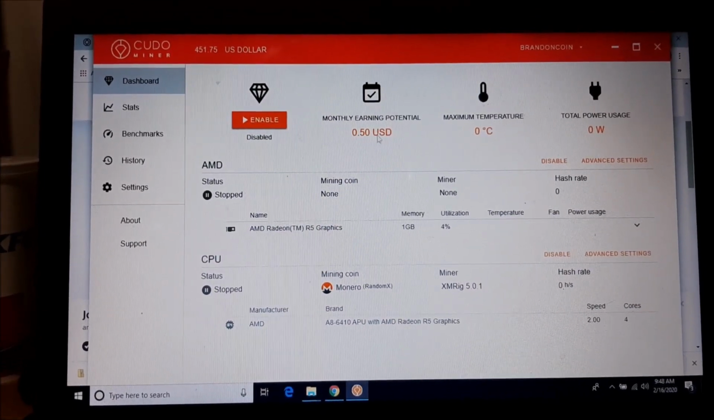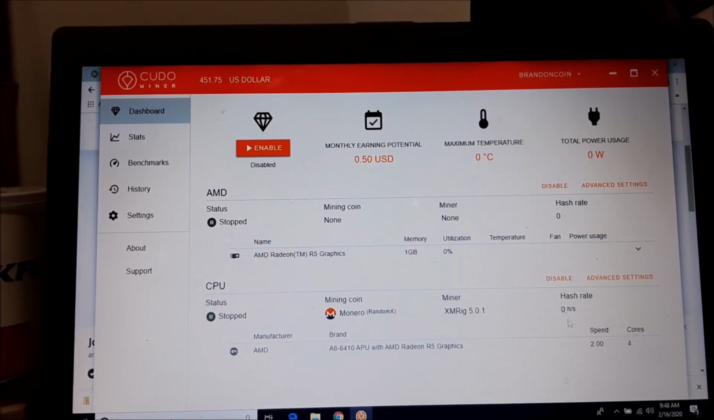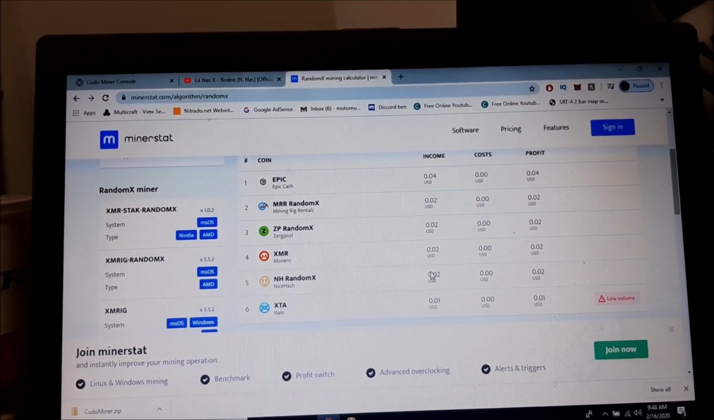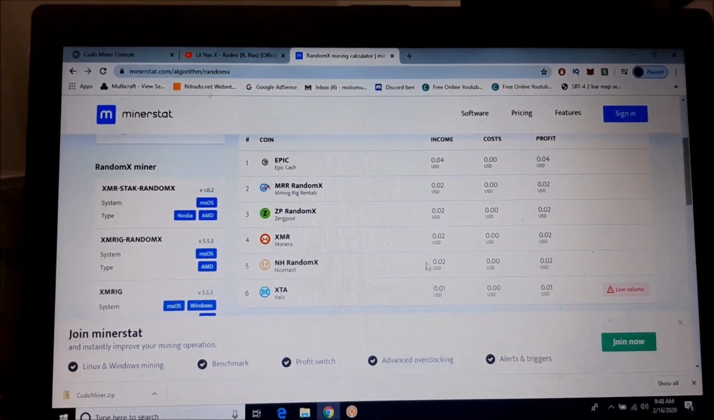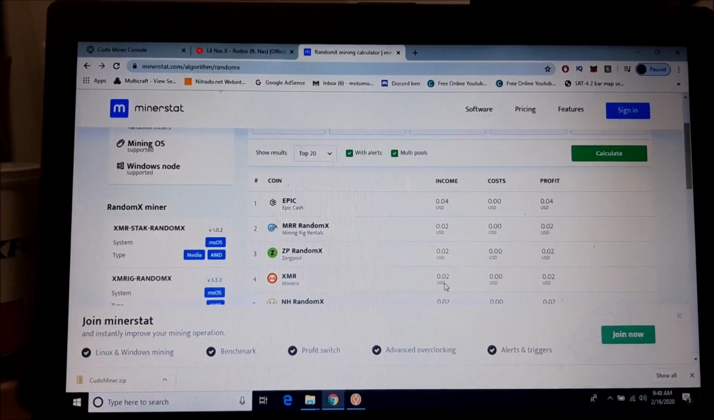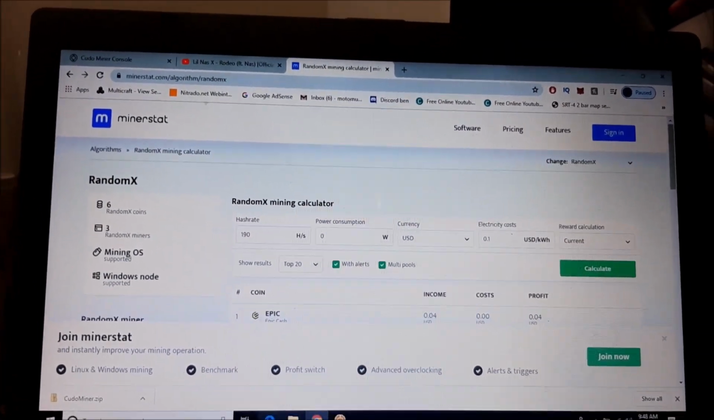It may factor in some other stuff because it was fluctuating, so maybe dipping down, and that's why it's showing 50 cents a month instead of 60 cents, because I guess if you were direct mining Monero with your CPU, it would be around 60 cents a month. And this is just a calculator, so it's not real world numbers.